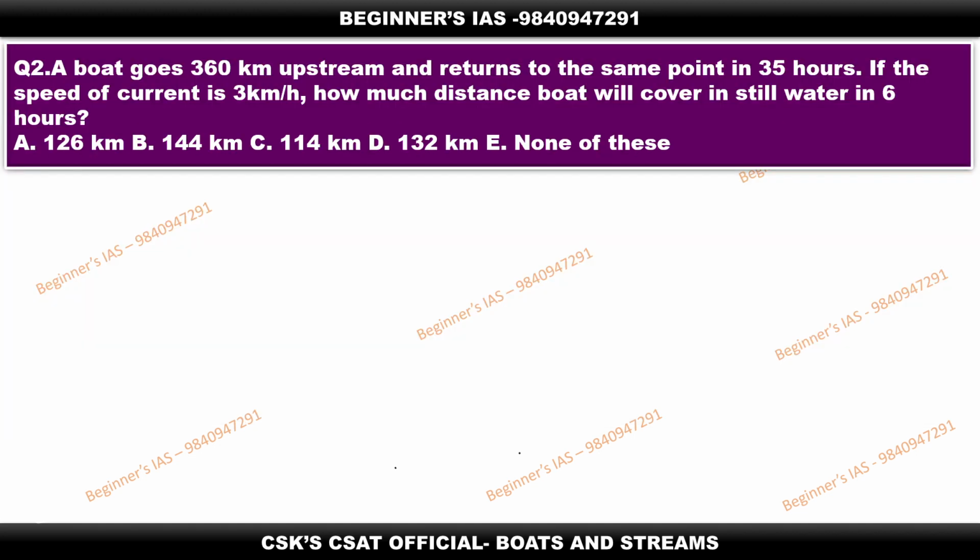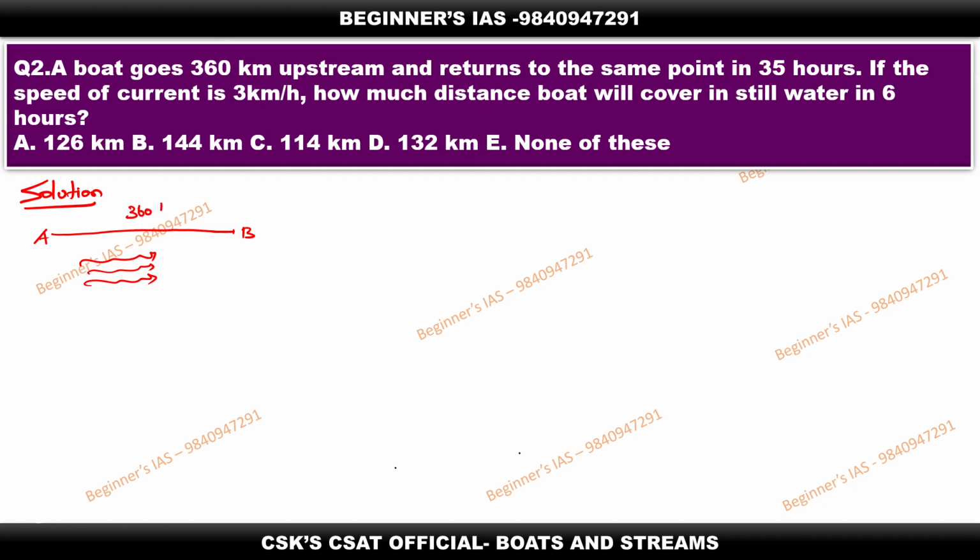So here let us see the first method. Before solving the question, I will explain. Please try to understand this one. A boat goes 360 km upstream and returns to the same point. So let us take this as a starting point and this as an ending point. Here the flow of the water is in this direction. Okay, so now a boat goes 360 km upstream and returns to the same point in 35 hours.